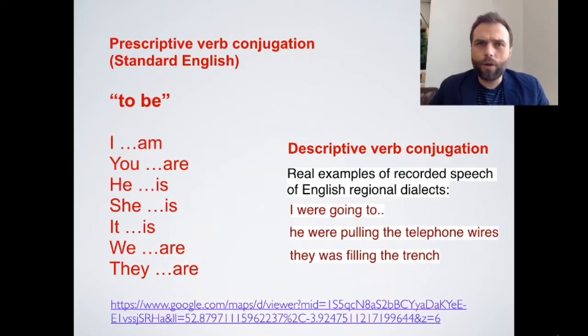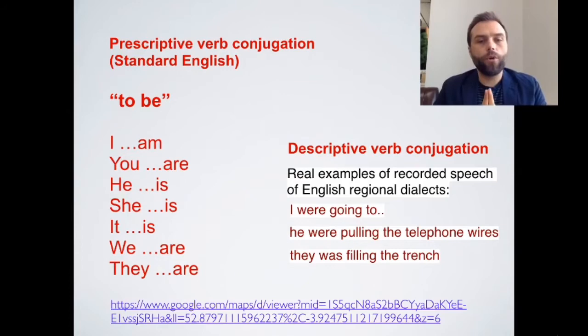So what's going on here? Well, the answer is that standard English has these standard conjugations with the verb "to be", but regional dialects don't always conjugate in the same way. So regional dialects have different versions of this. So in some areas of Britain, they say "I were," or "he were," or "they was."